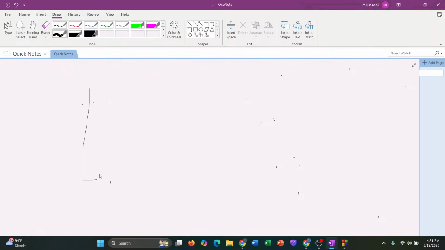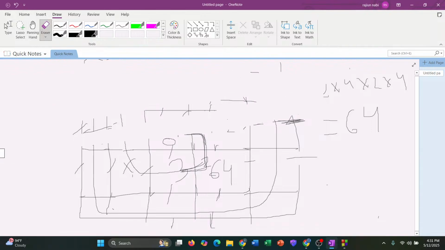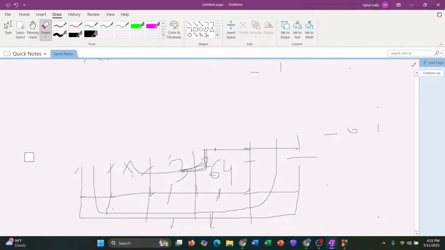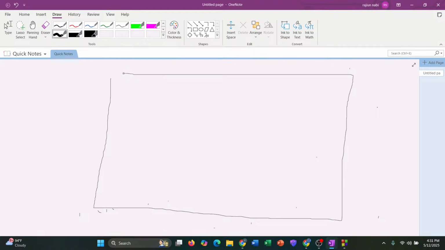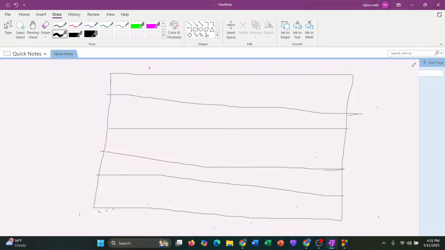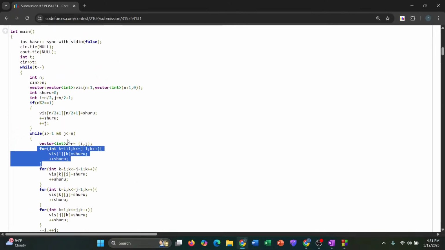Let me read the grid. No, this grid is not good. Again. Okay, 1, 2, 3, 4, 5, and 1, 2, 3, 4, 5. This is a 5 cross 5 matrix. Sorry, this for loop covers this part.